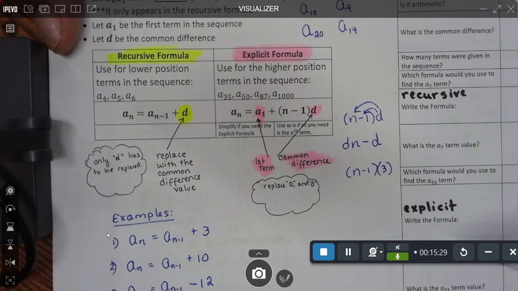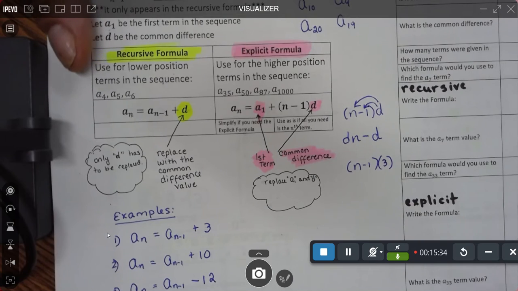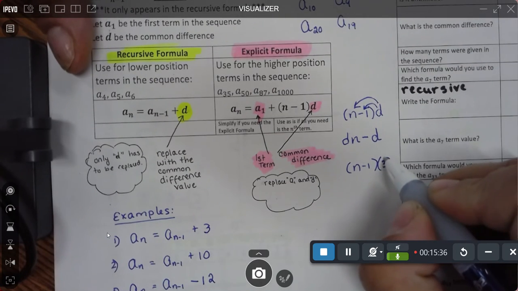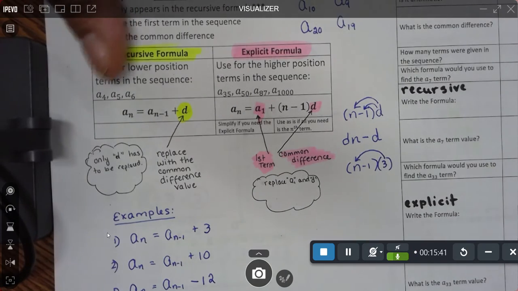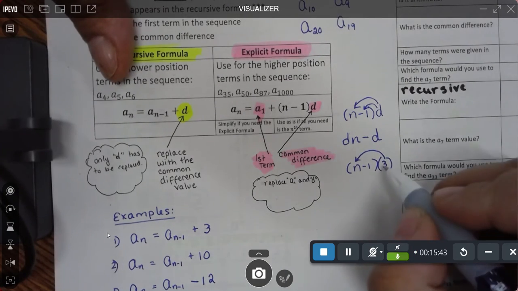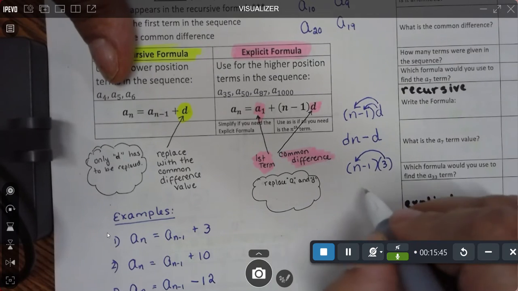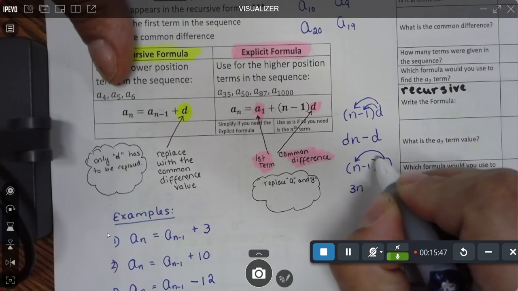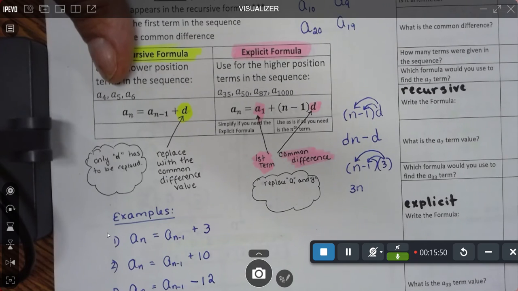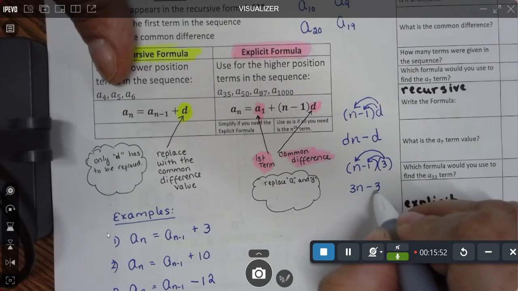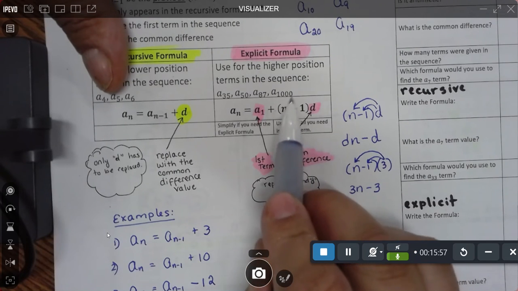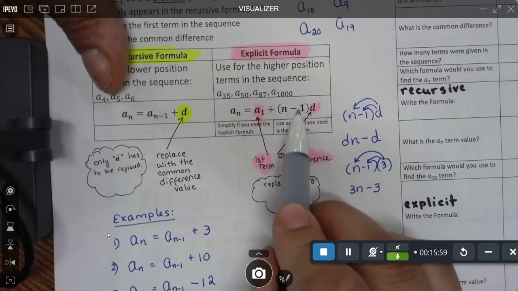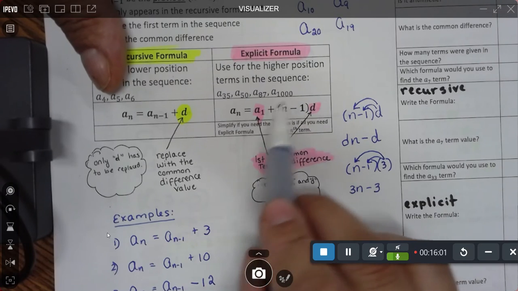All right, and now I'm going to distribute the 3. Are you drawing the arrow? Okay. What is 3 times n? 3n. And what is 3 times -1? -3. That's this part right here. That's what it is. You're just going to be distributing the d. Whatever value you put in there, you're going to multiply it in.